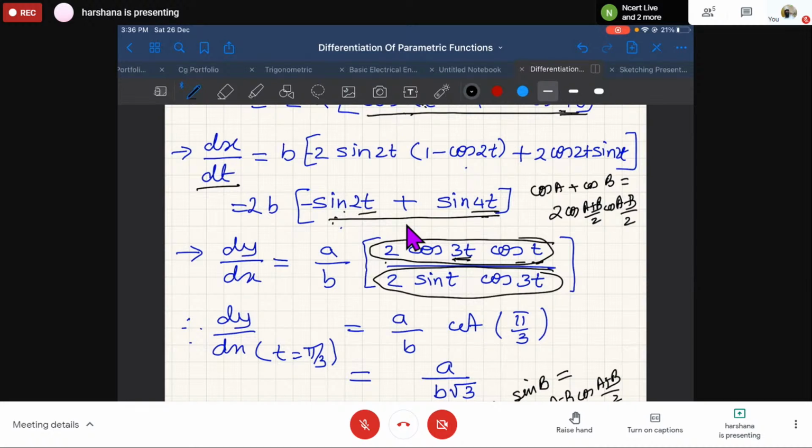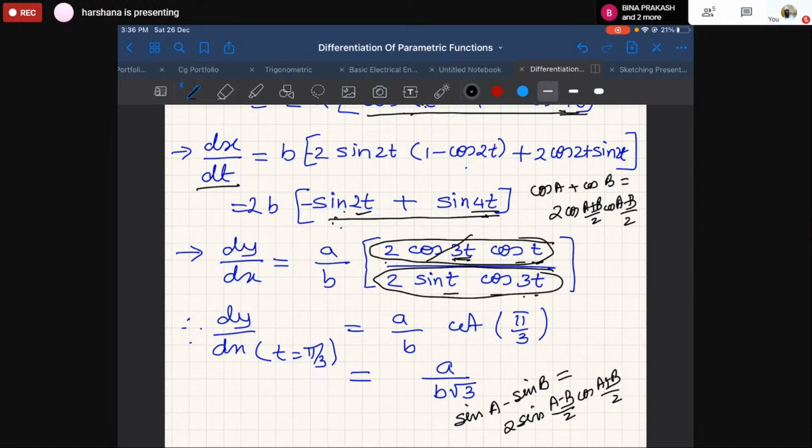Now what is A minus B? 4t minus 2t, that is 2t, and 2t over 2 is t. And 4t plus 2t is 6t, over 2 is 3t. So we have cos 3t, cos t. So we find that we can cancel this cos t, and we have the answer. Finally it is expressed as cos of pi on 3, which is nothing but a on 2.